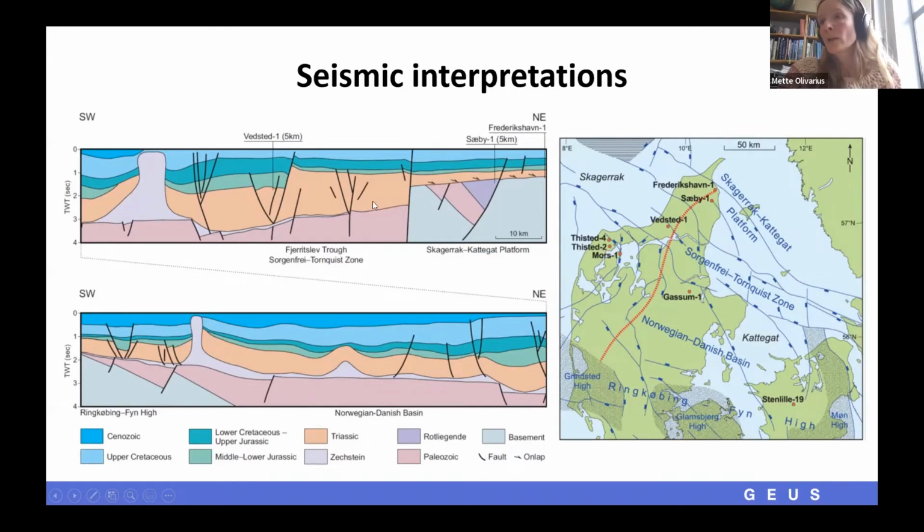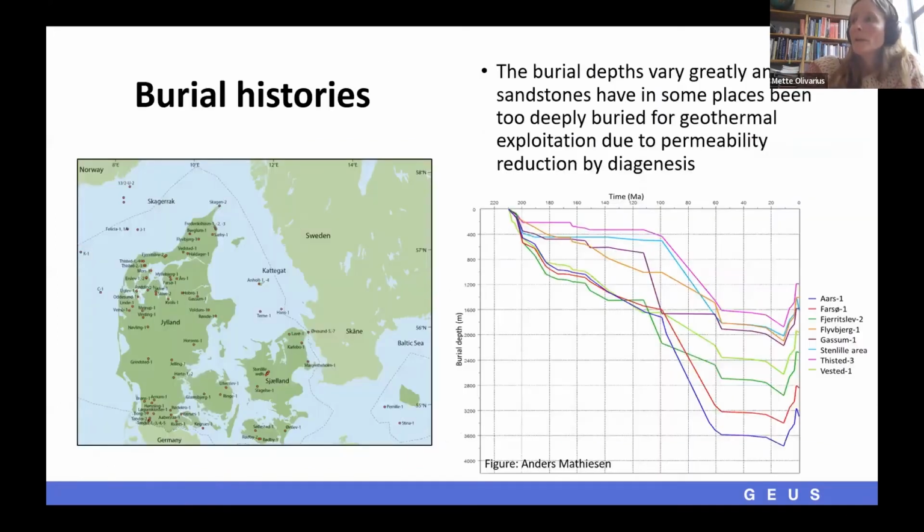So the reservoirs we're looking at are mostly the Triassic here, the orange, and then the Jurassic, the green here. And they are present at very different depths and thicknesses in different parts of the basin. And therefore, when we look at the burial histories, they really are very different from the different parts of the area. And here are some examples.